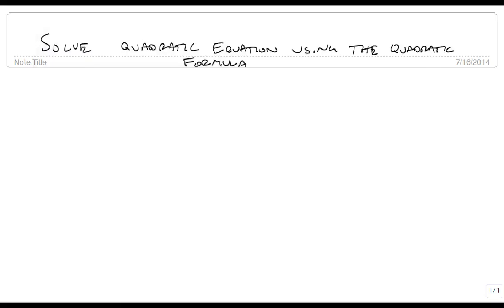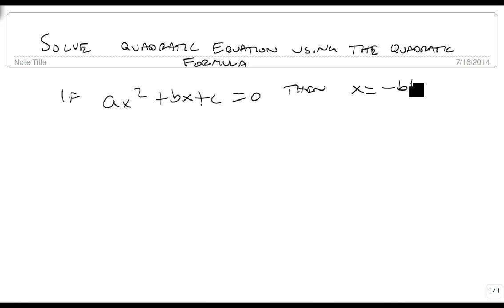We are now going to solve quadratic equations using the quadratic formula. And the quadratic formula, remember, says if we have ax squared plus bx plus c equals 0, then x equals minus b plus or minus the square root of b squared minus 4ac, all over 2a. So the first thing we do is identify our a, b, and c, and then we plug them in to find our answer. So let's start with an example.